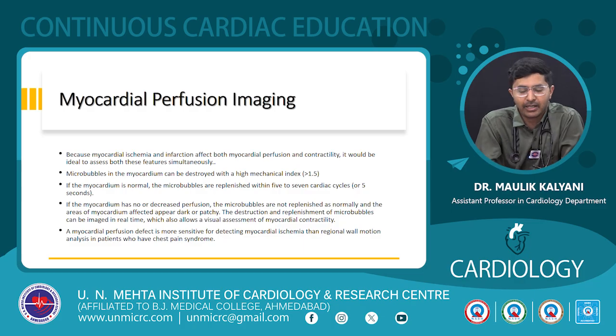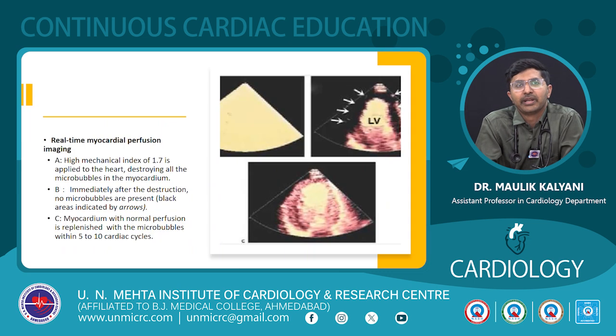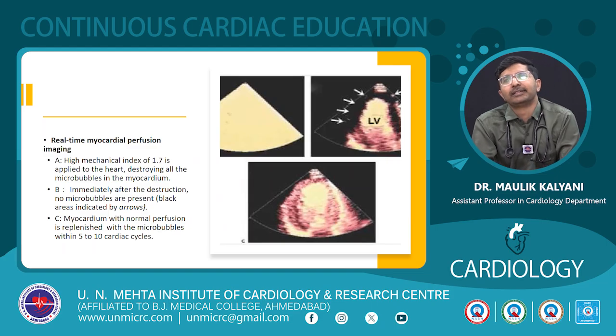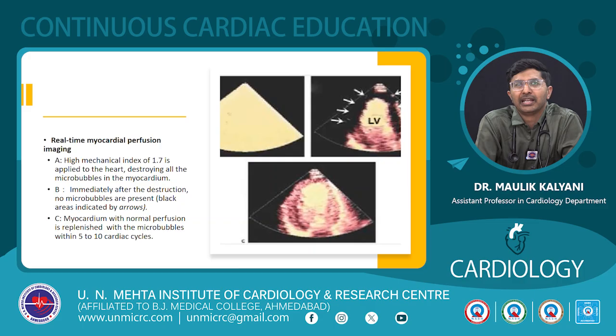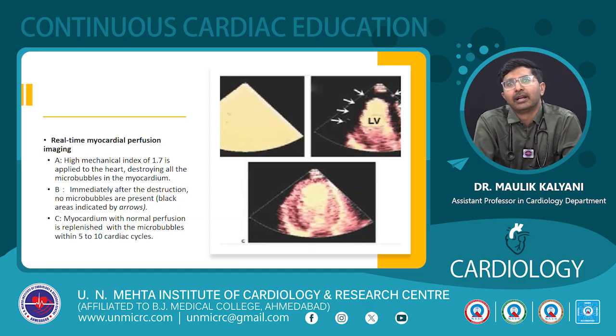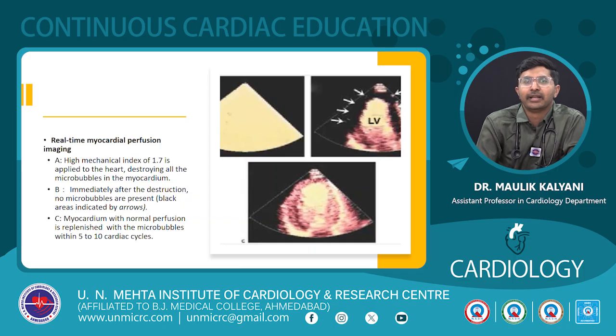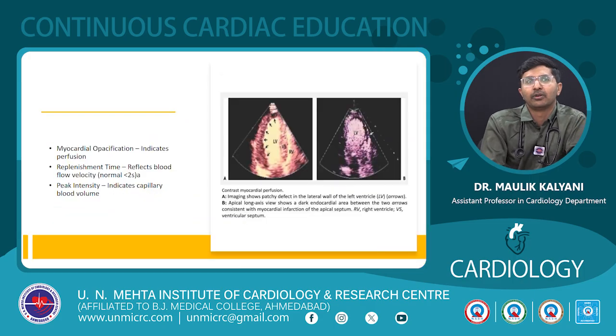If the myocardium has no disease and perfusion is normal, then it will be replenished. If there is decreased perfusion, then it will not replenish, and it will show as a dark or patchy area. So in 3 images we have done this. The first image, completely white out, is a very high mechanical index image, which has destroyed all the contrast. On the next cycle, the LV is opacified because we are injecting the contrast continuously, but the myocardium is not opacified because it takes 3 to 5 cycles. The lower image is after 3 to 5 cycles, and the myocardium is also opacified.